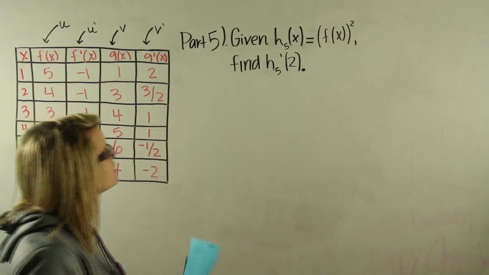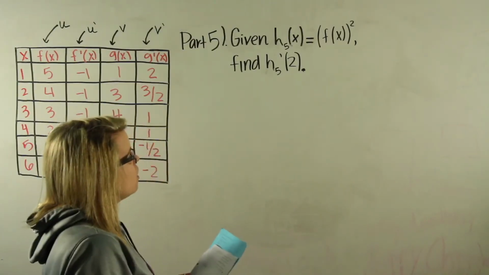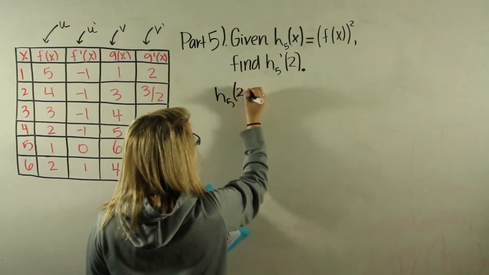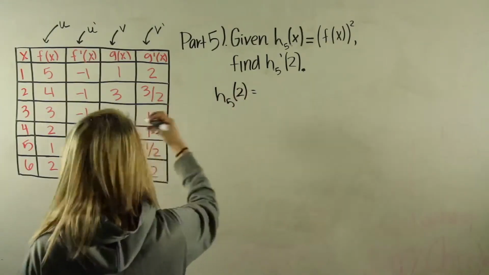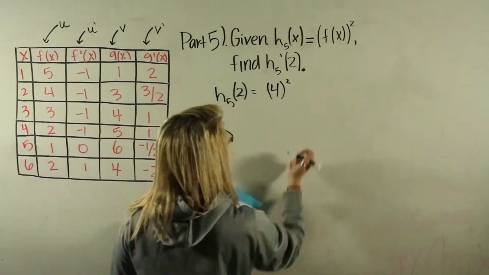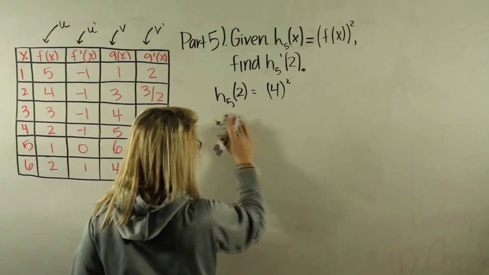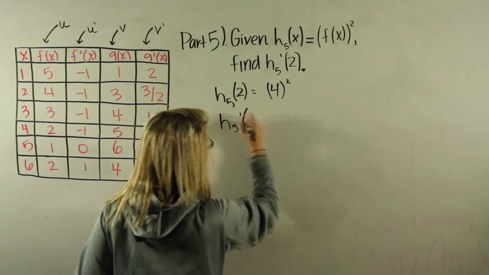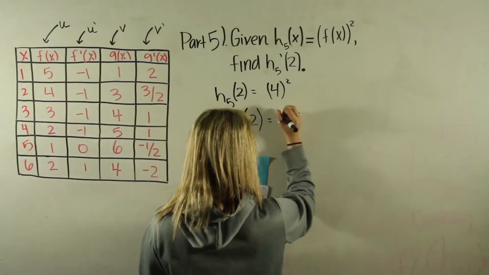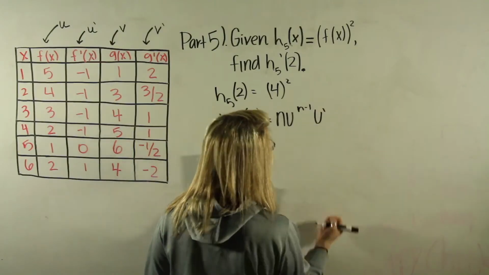Okay, so for part 5 it says given h5 of x equals f of x squared, find h5 prime of 2. So we're going to do h5 of 2. So our f of x when x is 2 is 4. And then we would have to square that. And then now what we're going to do is find h5 prime of 2. And we're going to use our chain rule. So what our chain rule says is n u to the n minus 1 times u prime.